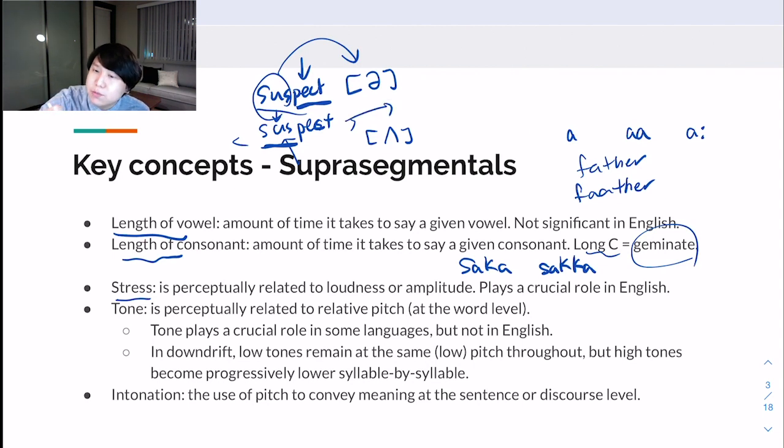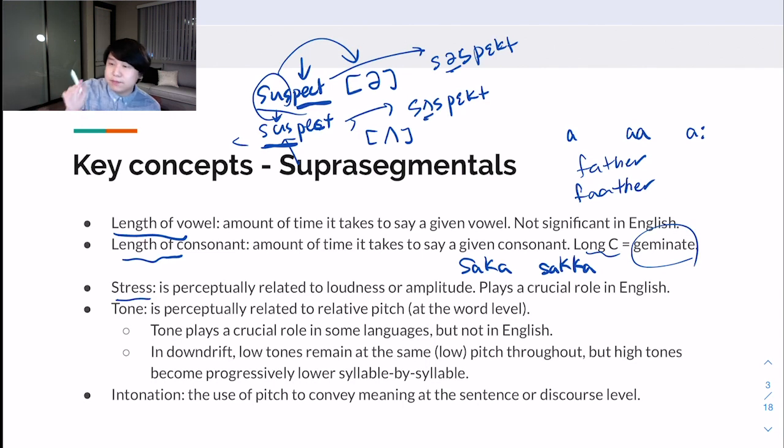So this one will look like suspect, and the first one will look like suspect. Did you get it? Just see the difference? So that's stress. It plays a crucial role in English, unlike length of vowel.